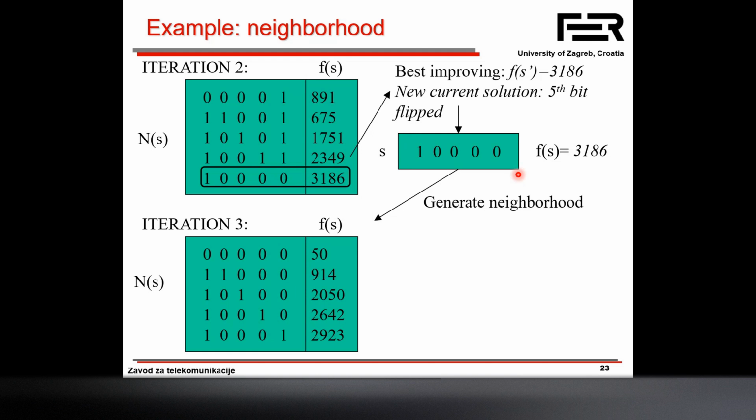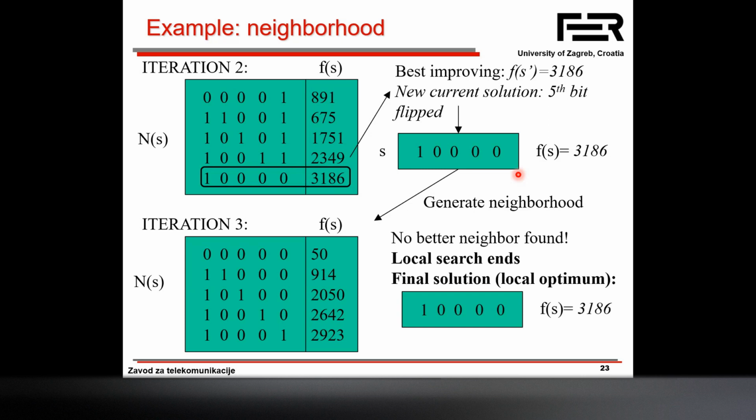We stop. Why do we stop? We found the best solution. So we don't have any solution within the neighborhood that is better than what we have currently. So in that case, our local search, if we specified it just as we simply did, ends at this point, and we have a final solution, which is a locally optimal solution.